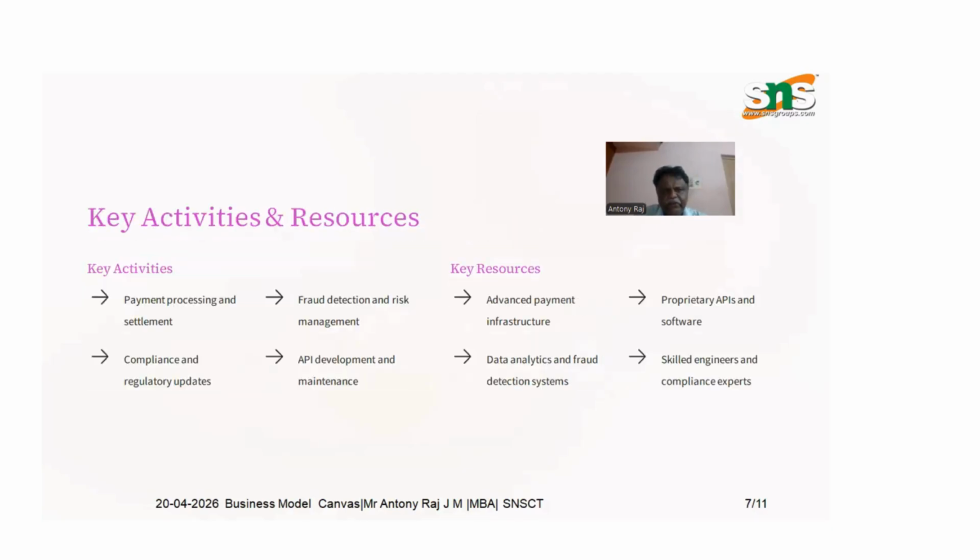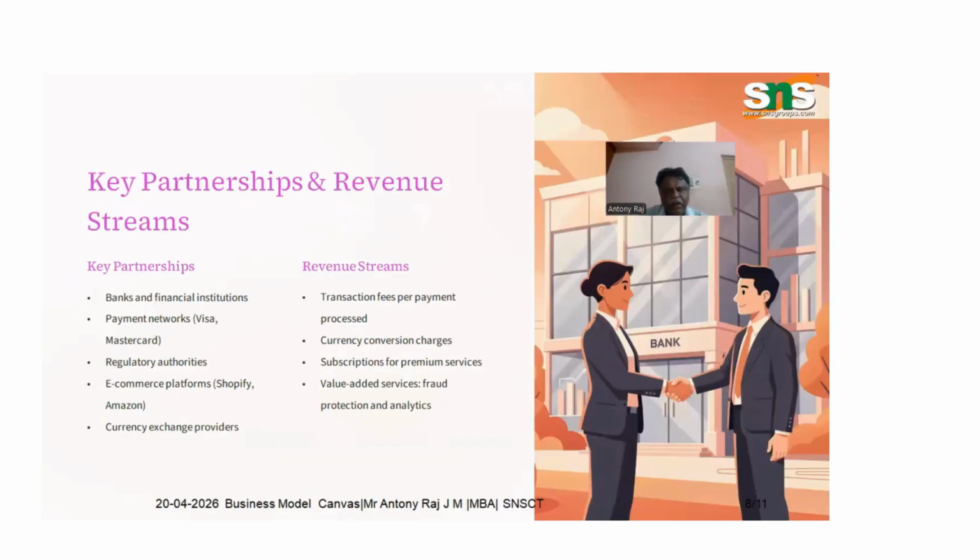What are the key activities and resources? Among the key activities, payment processing and settlement was the main one. Equally important was compliance and regulatory work, because this involves payments and cross-border transactions. Then fraud detection and risk management, and API development and maintenance. What key resources did the company employ? One is the data analytics and fraud detection system, because it is in the payment domain. Then skilled engineers and compliance experts were key resources, along with proprietary application programming interfaces and software, and advanced payment infrastructure.